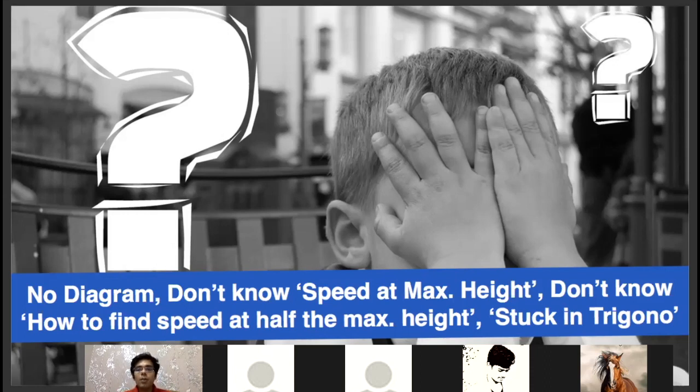So this is what most of the students make mistakes on while solving the question, and if that is happening with you consistently, it's going to be a challenge for you.